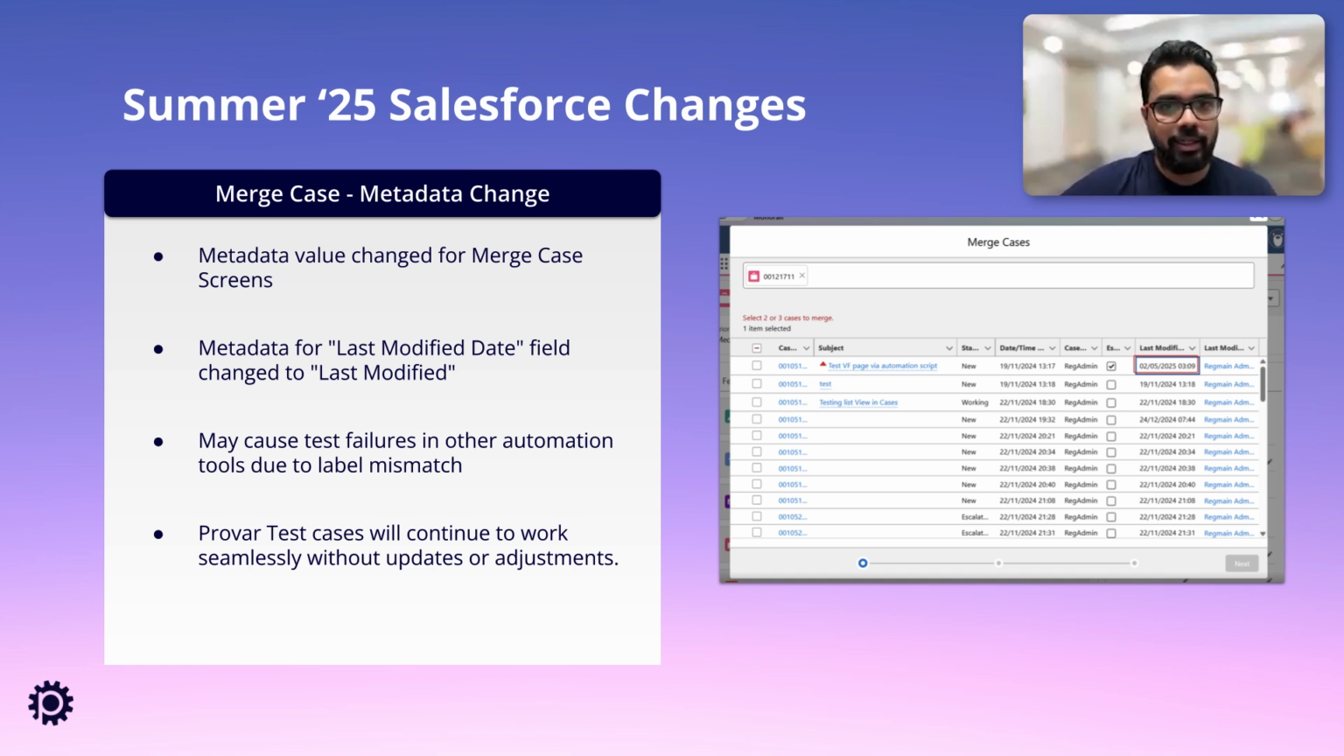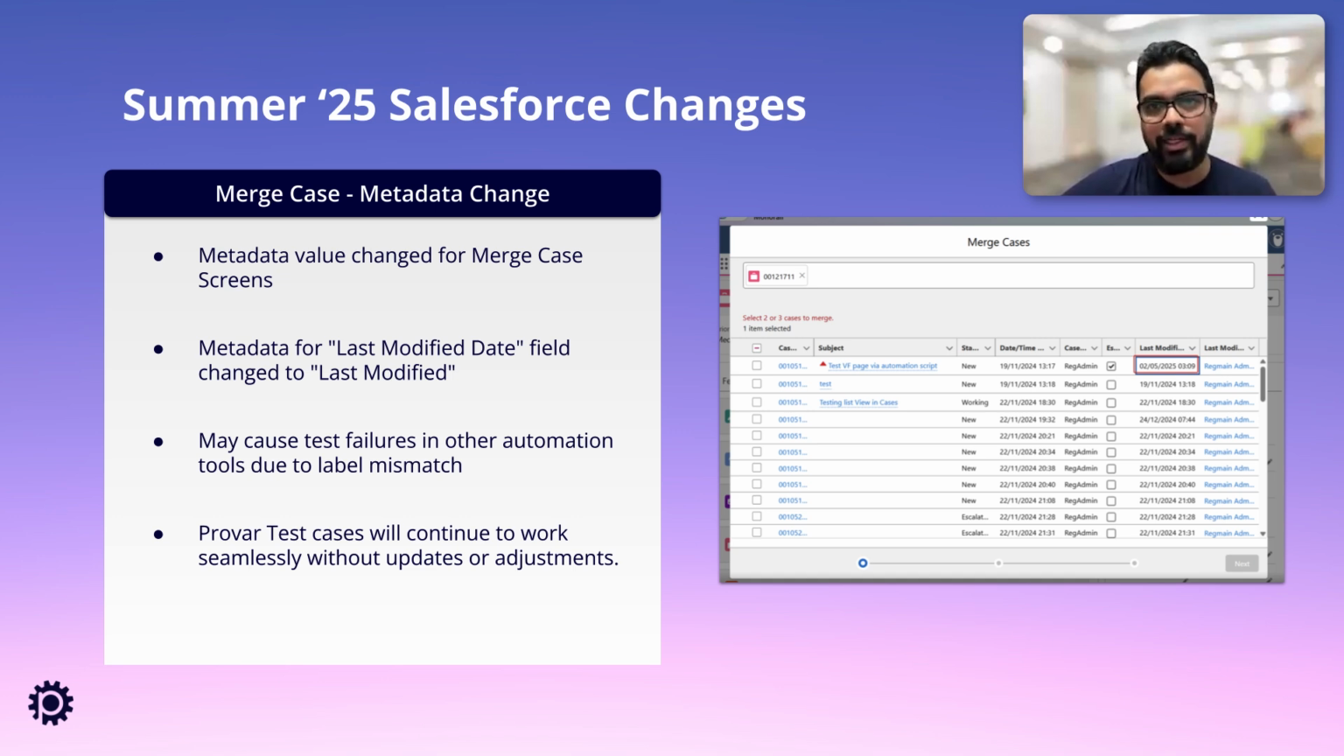Again, another metadata change, rather discrepancy, on the merge case screen, where the column name you're seeing on the right side is "Last Modified". It is a little trimmed, but the actual name is "Last Modified Date". This used to be the actual information available in the metadata, where the label name of the column was Last Modified Date. In Summer 25, it has changed, and it has now changed to Last Modified only. There is no date component to that attribute in the metadata.